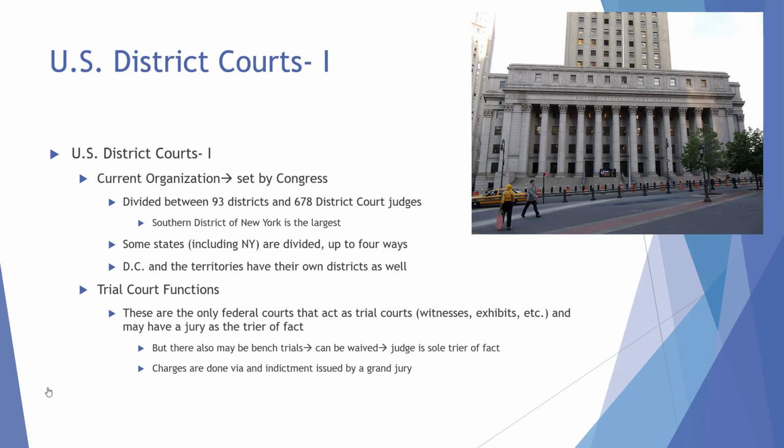Now, the workhorse of the federal court system are the district courts. Current organization, these are set by Congress. Like I said, Minnesota and Arizona and Colorado have one district. Does it really matter that they only have one district? You can always create multiple judges within the district. There are currently 93 districts and 678 district court judges. The largest district court is the Southern District of New York. Sometimes it's known as the Sovereign District, especially with the U.S. Attorney there. Sometimes they think they're basically the equivalent of the Justice Department.